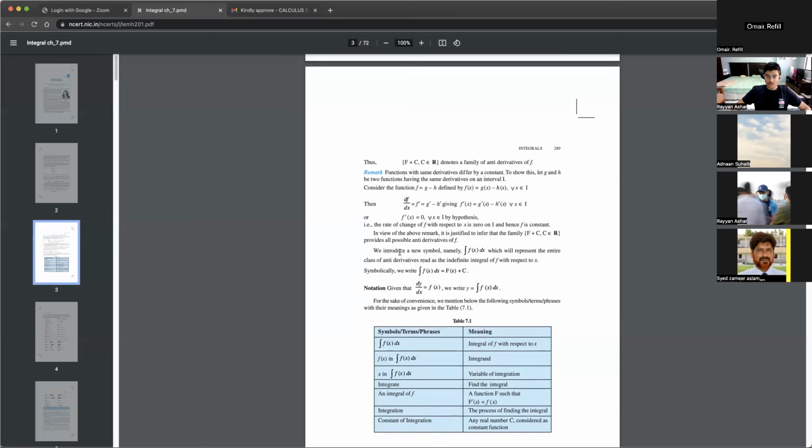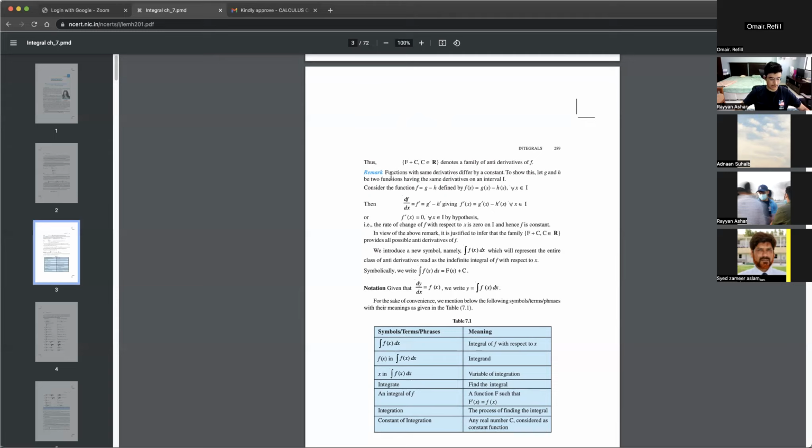Then we introduce a new symbol, namely the integral of f(x) dx, which will represent the entire class of antiderivatives, read as the indefinite integral of f(x) with respect to x. Here I want to touch on another point. There are two types of integrals, definite and indefinite integrals. Definite integrals are integrals from one limit to another limit.